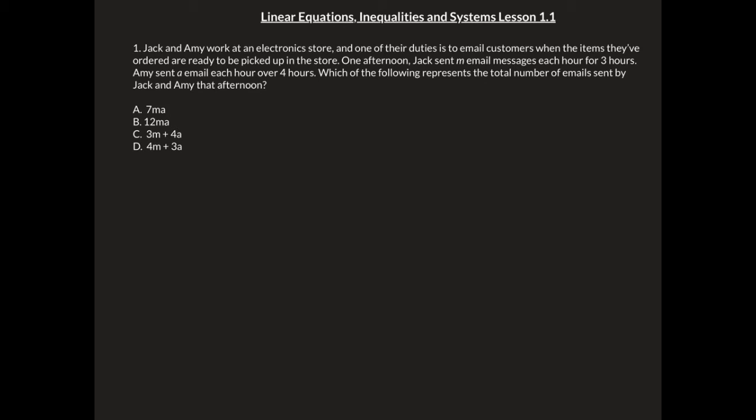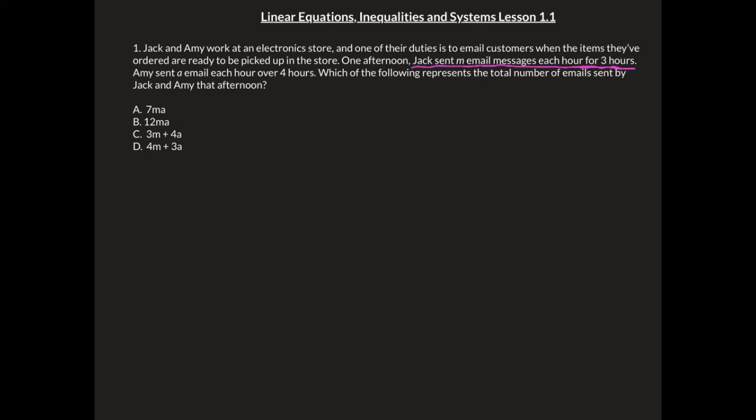So, the first thing you should notice is that the first sentence is complete fluff. There's nothing in that sentence that can help us with the problem. They're just trying to throw us off. So, let's take a look at the second sentence. One afternoon, Jack sent M email messages each hour for 3 hours. That's really important because that's telling us the variable and equation that we're going to use for Jack in our solving. So Jack sent M email messages each hour for 3 hours.